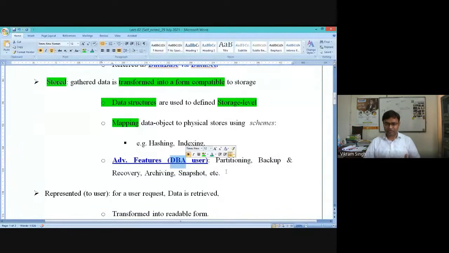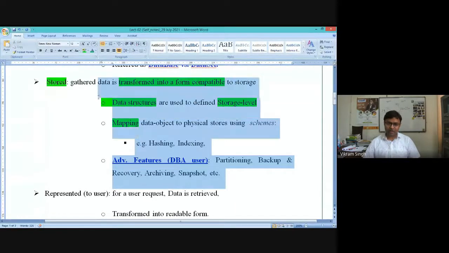So the DBA is the most privileged user of the data. He will be performing tasks like partitioning the database, taking backup and recovery of the database, archiving it, or taking a snapshot of the data at the end of the day, something like that. So there are various tasks. We will be discussing all these things in the last portion of this syllabus, right? How these things are happening, what the different tasks or processes are, and how they are going to be implemented. We will talk about all these things in detail, right?